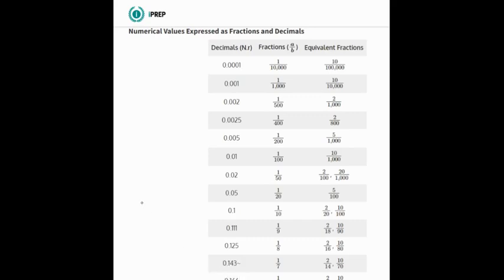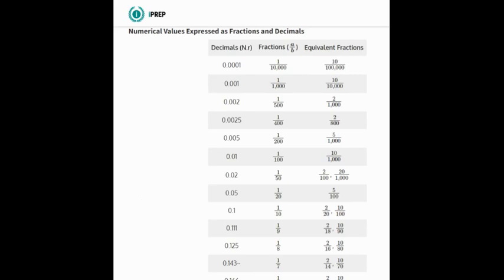So let's take a look at some conversions between decimals and fractions. So we see here we have, for example, 0.0001. The equivalent fraction to that would be 1/10,000th. And equivalent fractions would be, for example, if I change the denominator to 100,000 by multiplying the top and the bottom by 10, that would be an equivalent fraction that could be helpful depending on the problem.